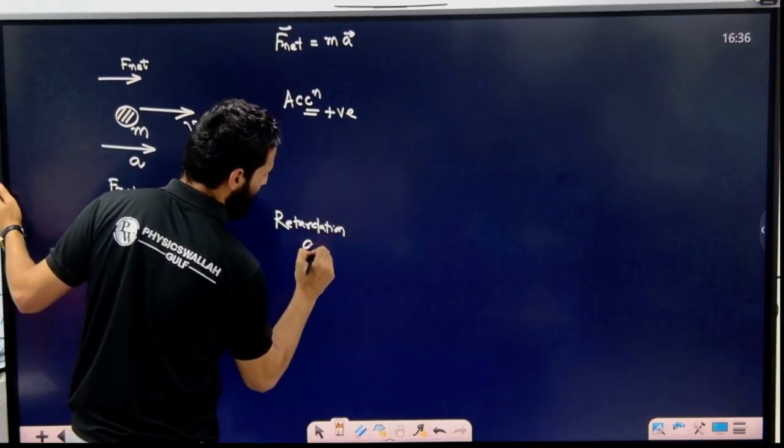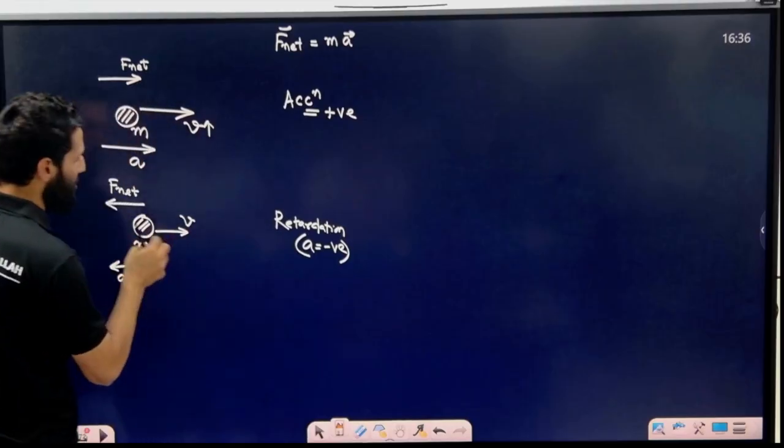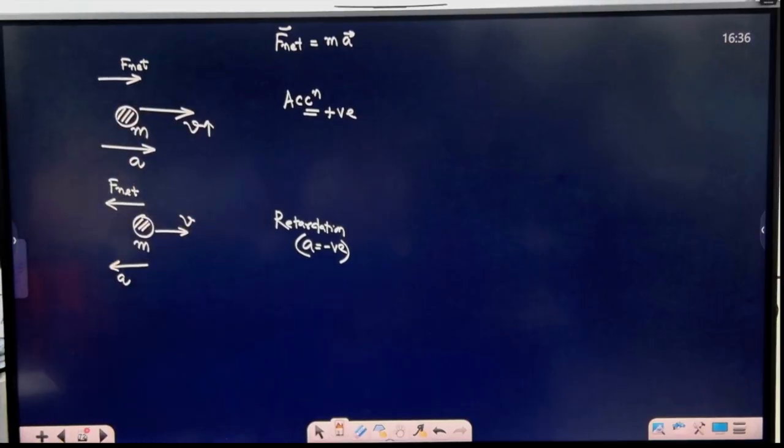So is this a case of acceleration or deceleration or retardation? What is retardation basically? When acceleration is negative. Negative means when it's opposite to the direction of velocity.